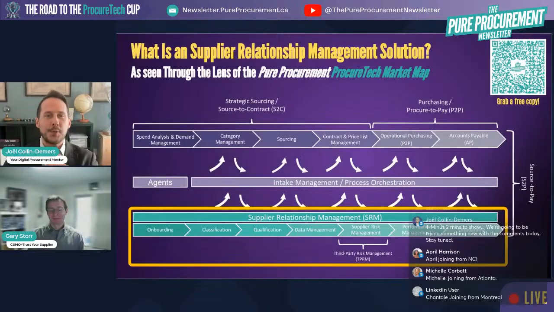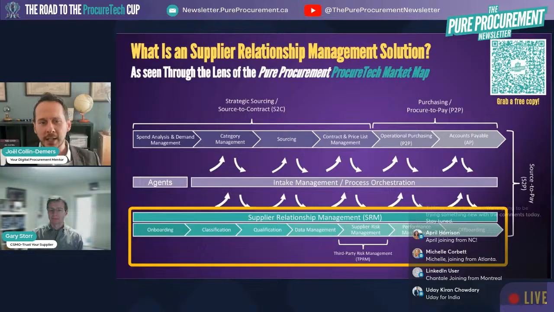That's right. All right. So just before we hop into our discussion here, I just want to make sure to level set with everybody. What's an SRM solution? I bring this map up every week. We've got our pure procurement processes, no pun intended, at the top here, where we've got spend analysis, category management, sourcing, contract management, operational purchasing, or P2P, and accounts payable.